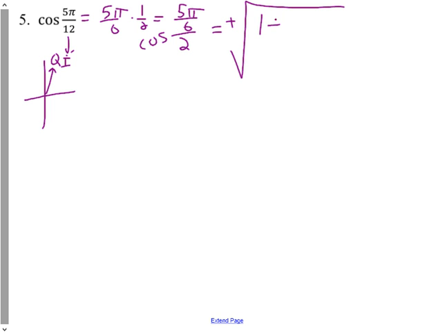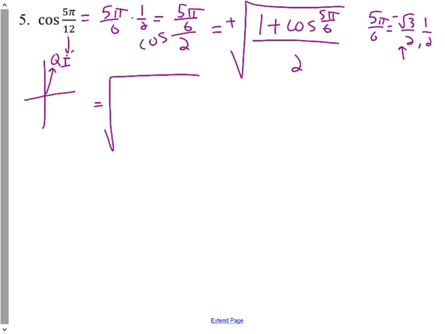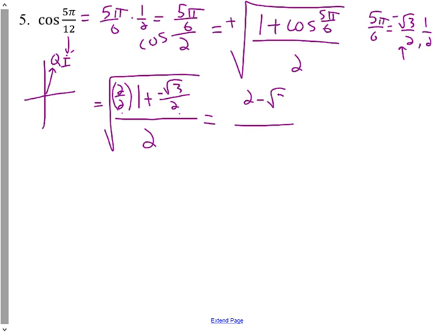Square root of 1 plus cosine of 5 pi 6 over 2. Cosine of 5 pi 6 this time is negative root 3 over 2. So I just need this, and we're off to the simplifying. Square root of 2 halves times my 1 plus negative square root of 3 over 2 all over 2. And now with these 2 halves, I can add 2 minus square root of 3, all over 2, also over another 2.